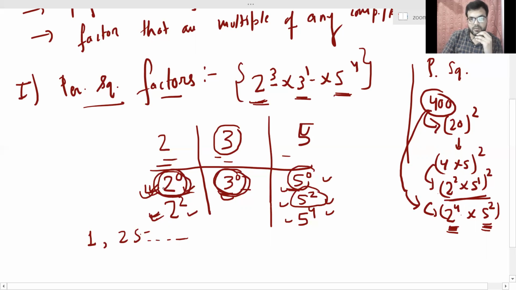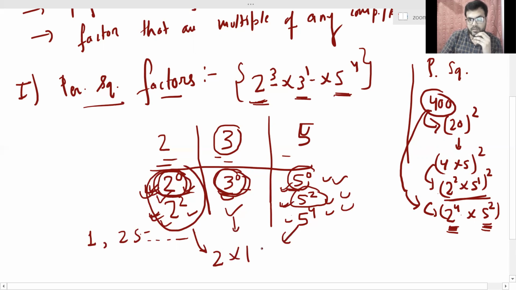But this is not what they will ask in the question paper. They will not ask which perfect square factors are there. You have to give the answer as how many total perfect square factors there are. In the first column we have two numbers: 2 raised to the power 0 and 2 square. In the second column we have one number. In the third column we have three numbers: 5 to the power 0, 5 square, 5 to the power 4.